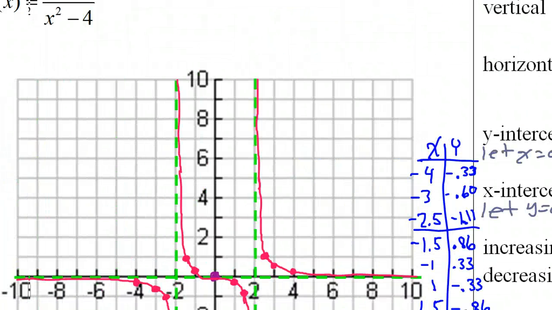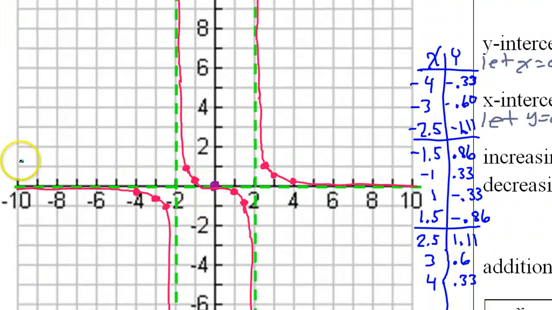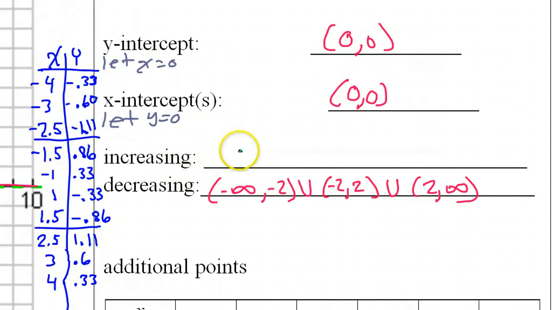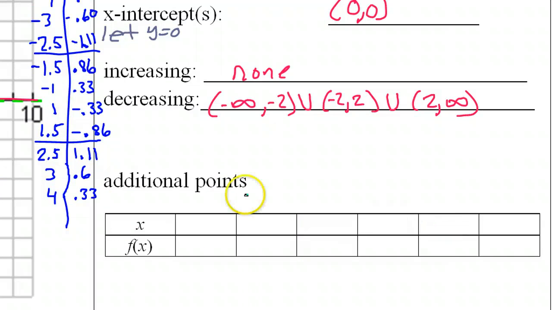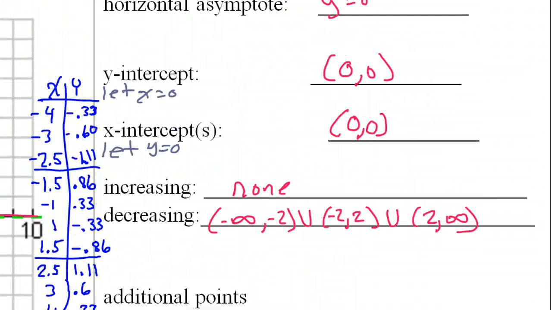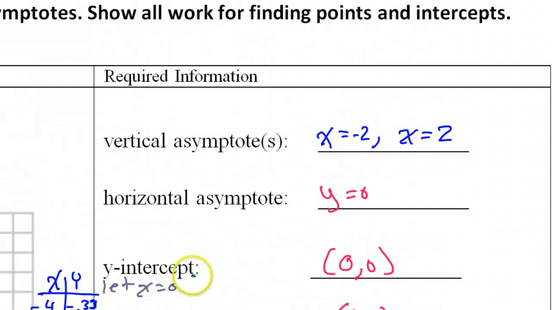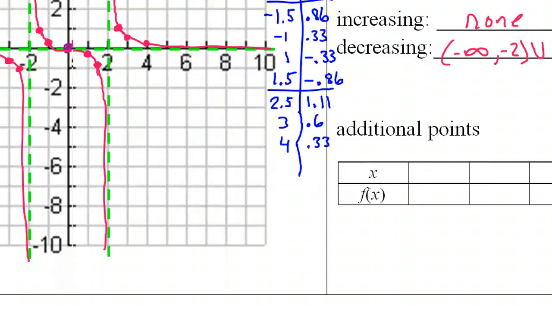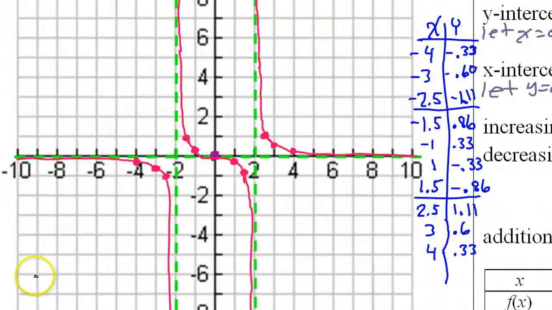So in other words, this graph is decreasing over the entire domain of the graph. Okay, so increasing intervals, none. There are none. Additional points, we have a bazillion of them. I have more than they even asked for. So this is all set. Did they ask for domain and range this time? No domain and range? Nope. Okay. In that case, let's move on.